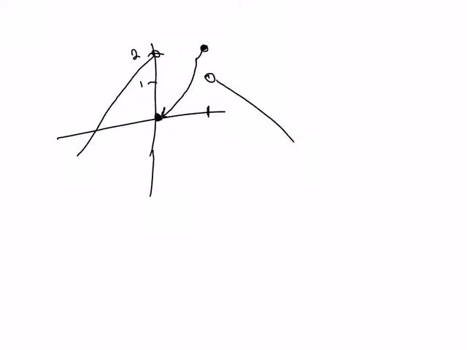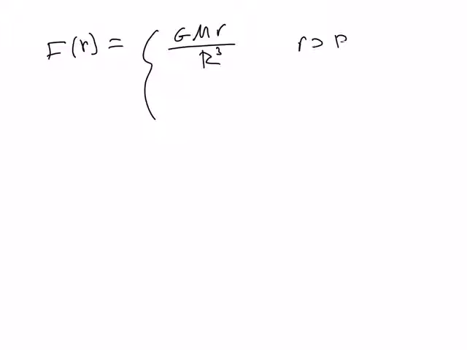39. So let's do the next problem. The gravitational force exerted by the Earth on a unit mass at a distance r from the center of the planet is F of r equal to G m r over R cubed if r is less than R, and G m over r squared if r is greater or equal to R, where m is the mass of the Earth, R is its radius, and G is the gravitational constant.